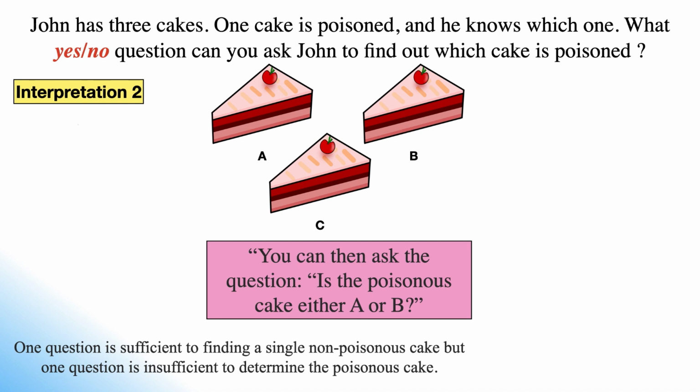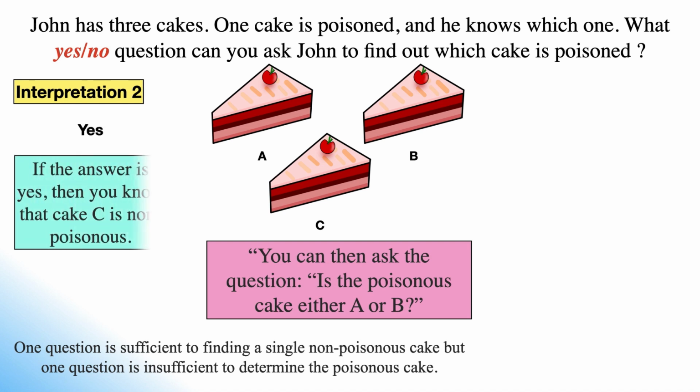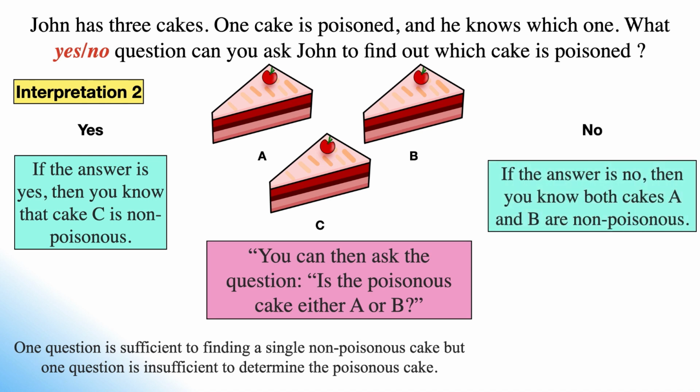If the answer is yes, then we know that cake C is non-poisonous. If the answer is no, then you know both cakes A and B are non-poisonous. Note that this question is insufficient to determine the poisonous cake. If the answer is yes, then all you know is that either A or B is poisonous, but not which one. You would need an additional question to determine that.